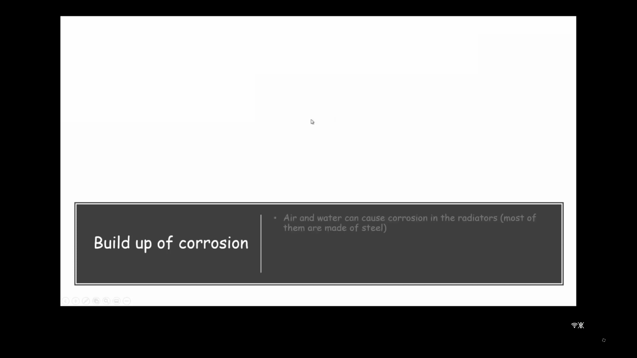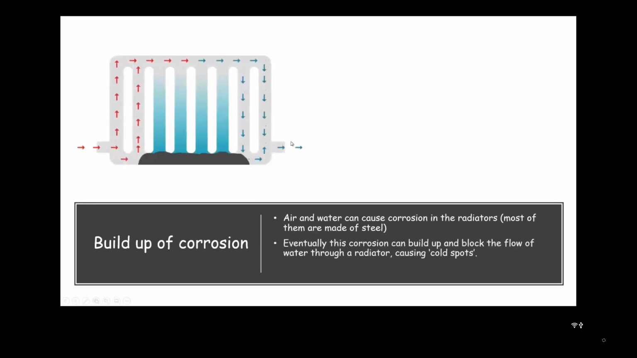Build-up of corrosion. As we've talked about, the build-up of corrosion, some people call it sediment, some people call it sludge, can block up the radiators. Most radiators are made out of steel. Steel's got iron in, and if you have iron, air and water, you're going to end up with atmospheric corrosion, which essentially causes the steel radiators to rust. And these products of corrosion can start to block up the radiator, like you can see up here, and cause cold spots.